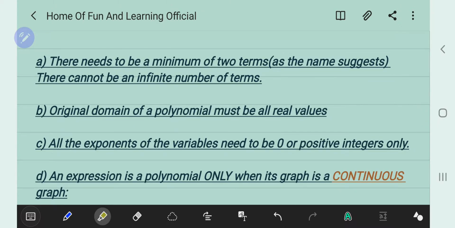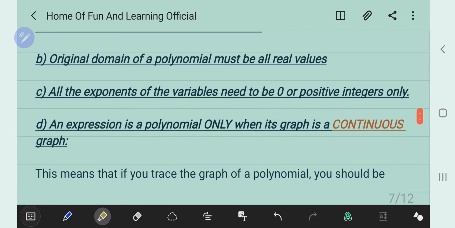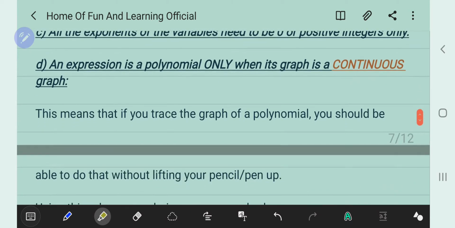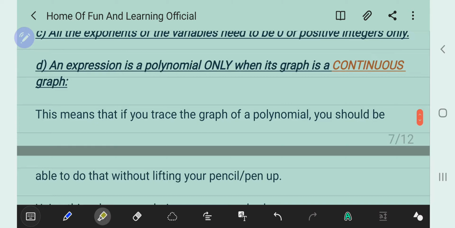And the fourth rule is that an expression is a polynomial only when its graph is a continuous graph. That means if you trace the graph of a polynomial, you should be able to do that without lifting your pencil or pen up. That means that you should be able to trace the graph in one go.